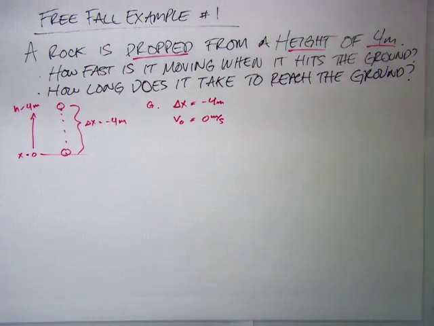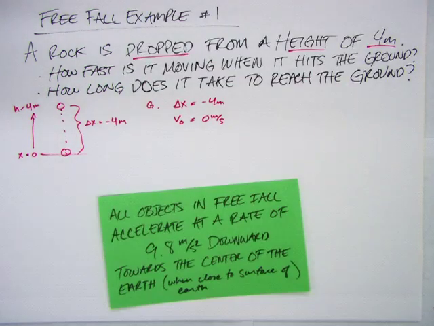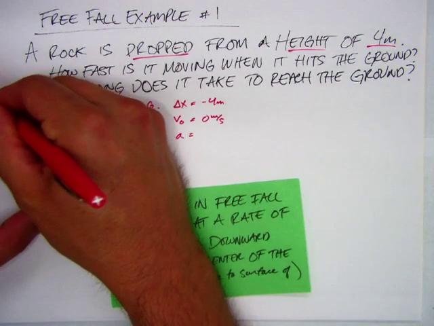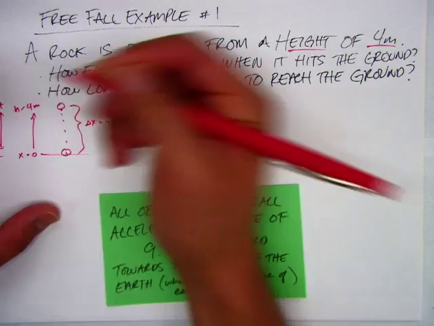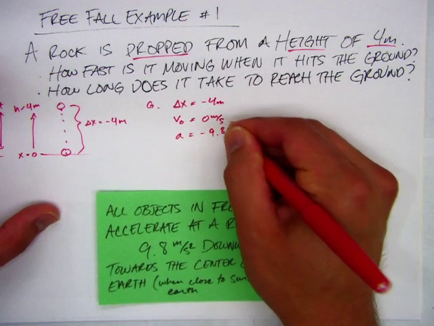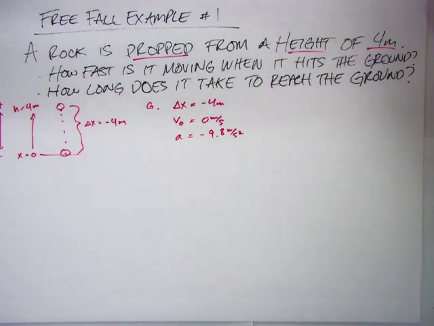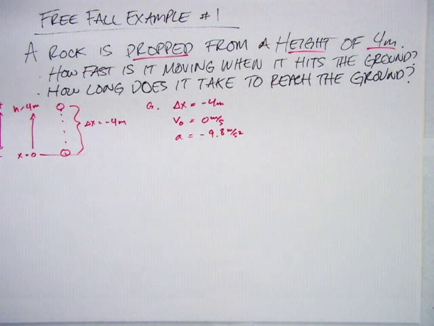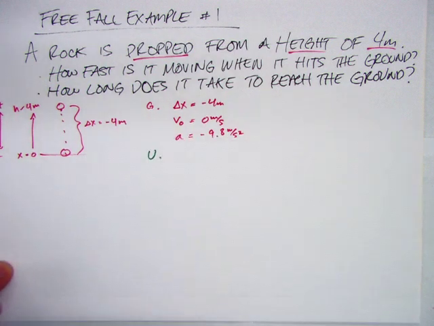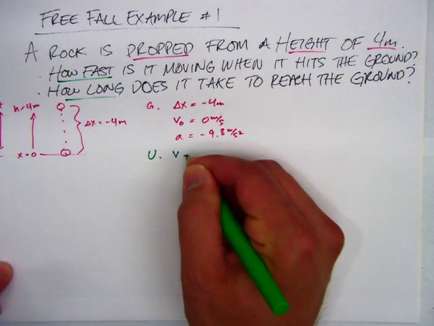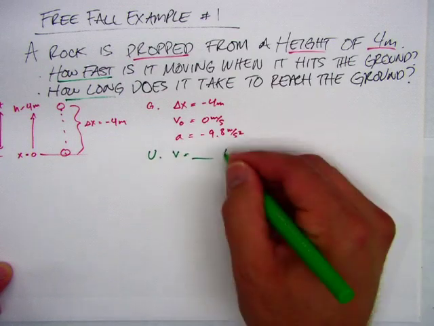And then remember, all objects in free fall, the rock will be in free fall, accelerate downward at a rate of negative 9.8 meters per second squared. I am going to call my up positive and my down negative. So since gravity is downward, it is a negative 9.8 meters per second squared. Okay, unknown. I want to know first how fast and then how long. So my v or v final and my t.